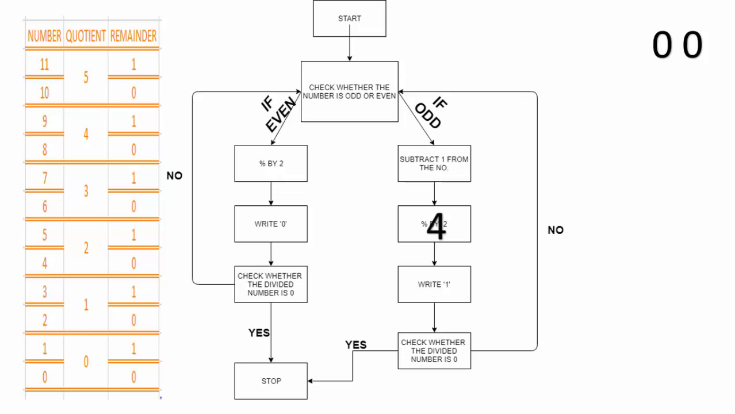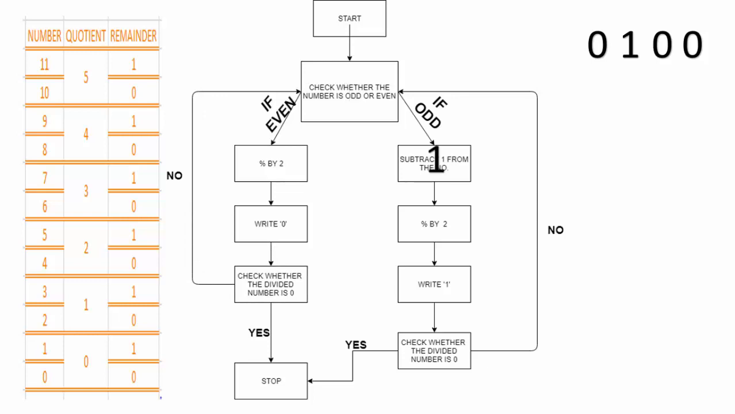And we'll divide the 4 by 2, which yields 2. Now we will write down 1. Remember, for odd, we'll write down 1, and for even, we'll write down 0. Check whether the divided number is 0. And as it is not 0, we'll go back to our previous stage. Now the number is even once again. We'll divide it by 2, we get 1. We will write 0. As it is not 0, we'll go back to the previous stage.